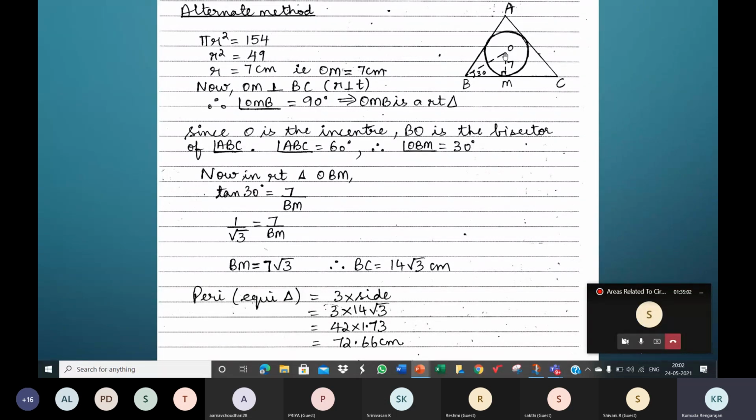So see here. Take up this construction like this. Draw OM perpendicular to BC and join OB.